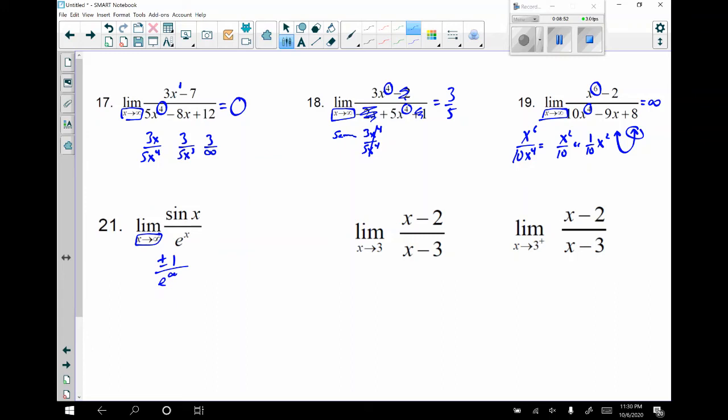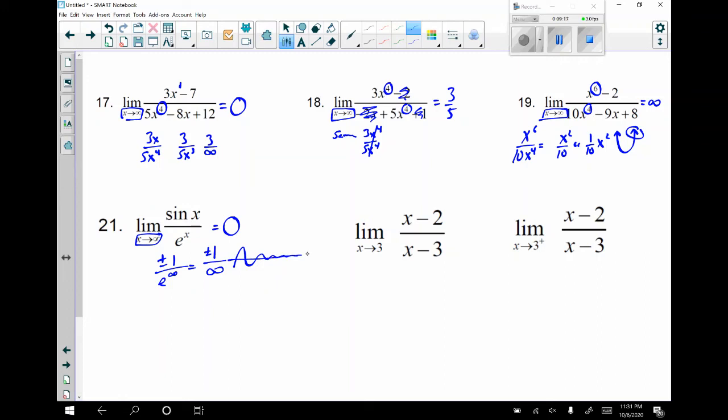And e raised to a big number is a big number. So this is a stable number, plus or minus 1 over infinity, which is 0. Okay? Doesn't matter if it's positive or negative. It narrows down to 0. This one actually has a little horizontal asymptote, but it keeps crossing it. It goes like this. Okay? It keeps getting smaller and smaller.